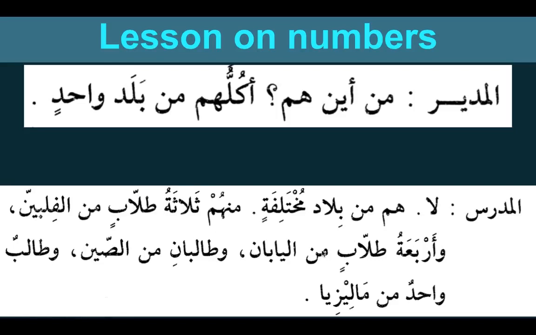And wa talibani. See, talibani itself is a dual word. So normally we don't use ithnani. So wa talibani min as-Sin. The 2 students from China. Wa talibun wahidun. So if you see here in this sentence, it beautifully explains how we use a number more than 2 as a combination of mudaf ilayhi, and number 1 and 2 is not man'oot. وطالب واحد من Malaysia, from Malaysia.